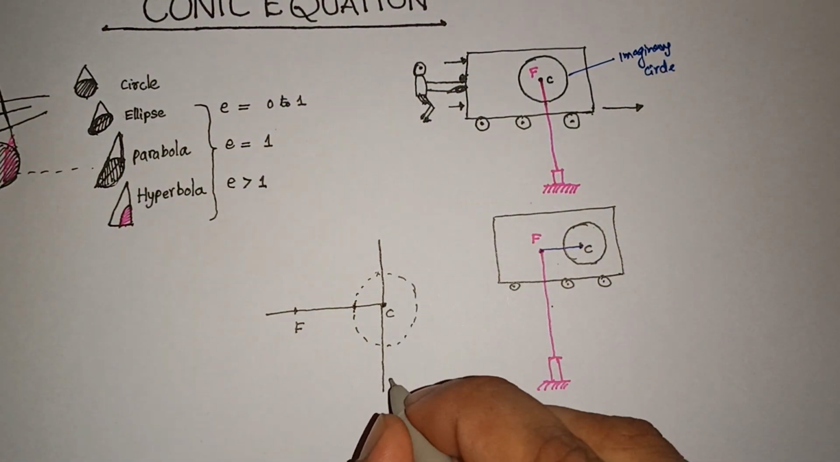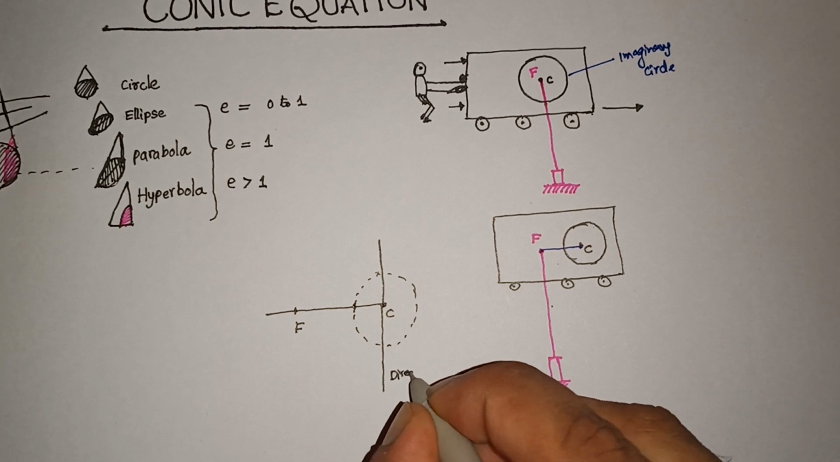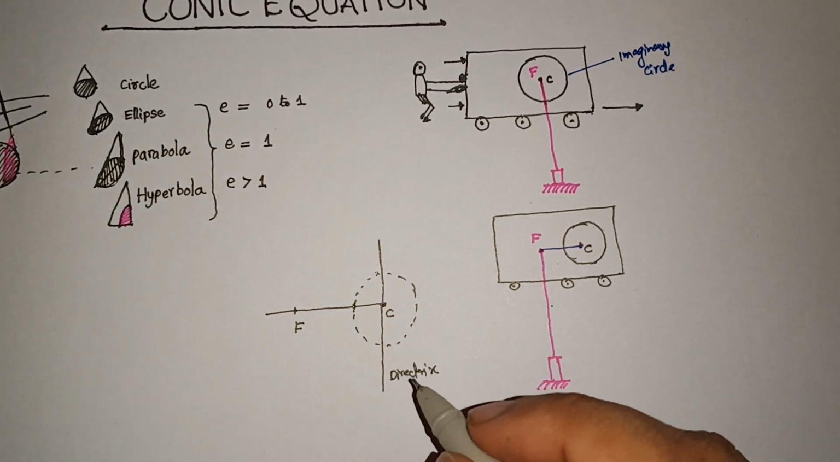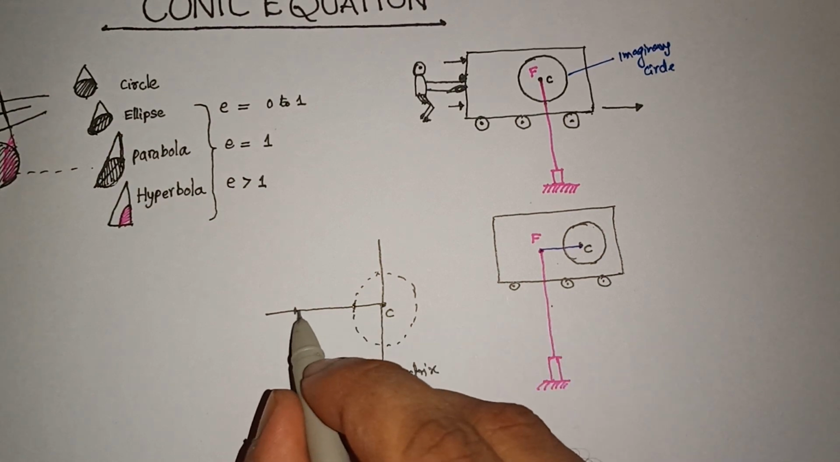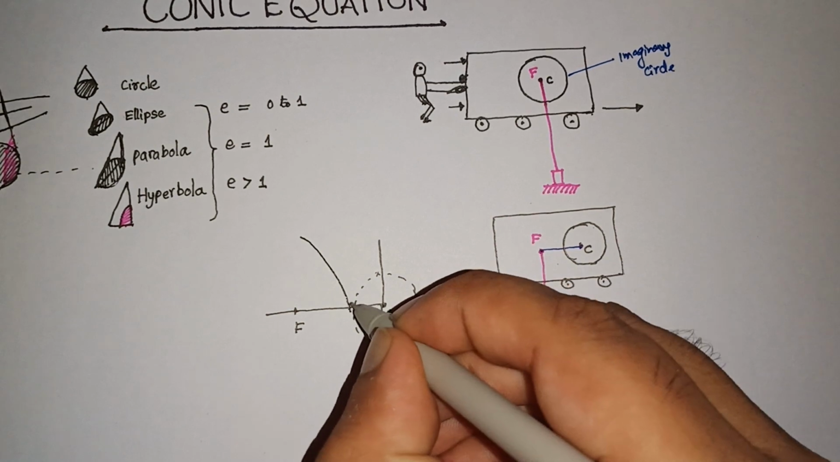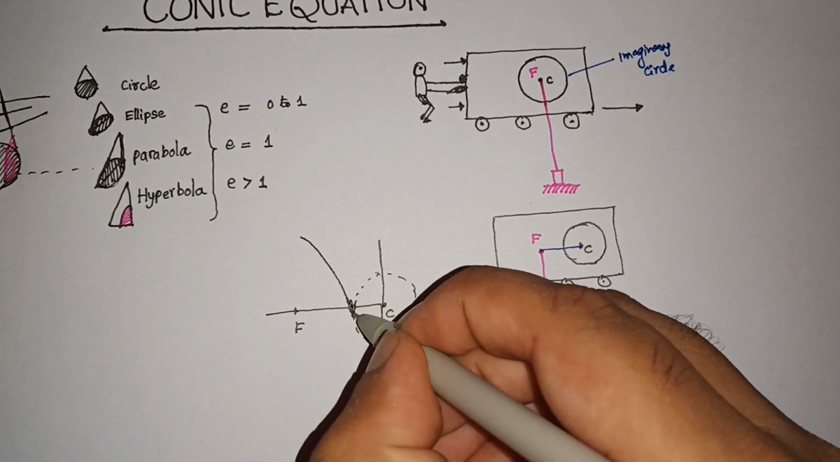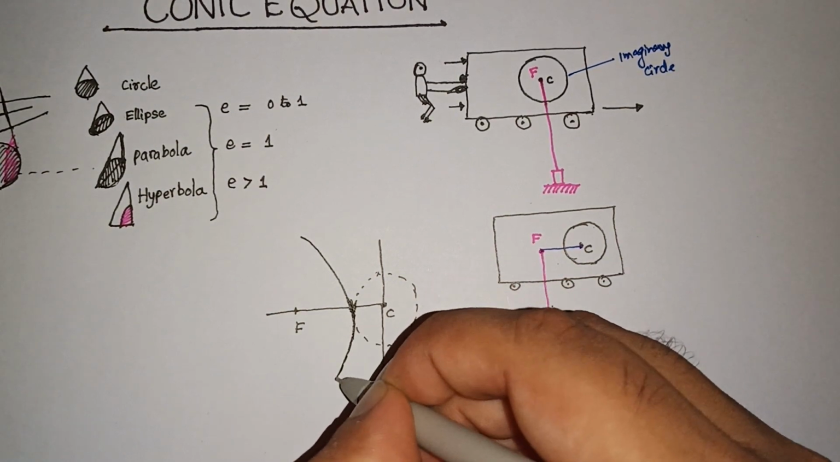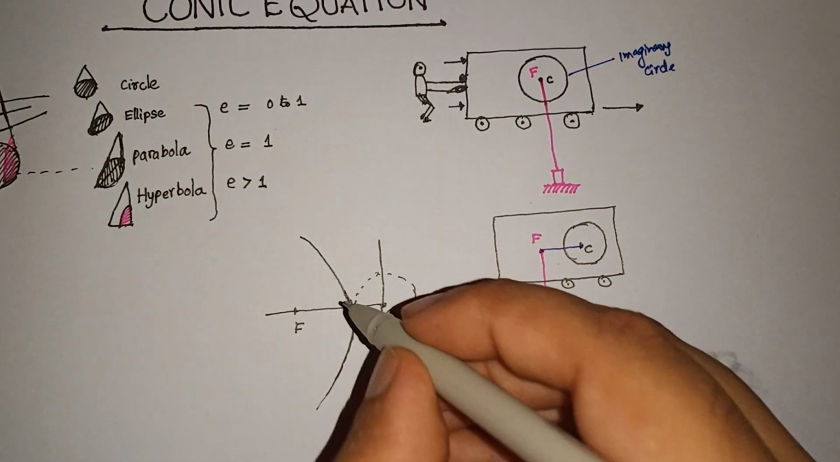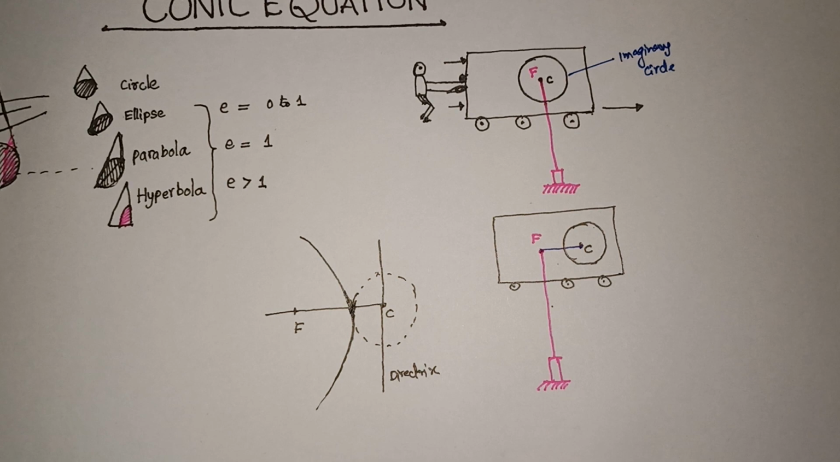Okay, so this is called the directrix line. Now this is the focus. Now with this distance, I am drawing some profile like this. I don't know what profile I'm drawing, but this is some profile which is going to touch onto this side. Okay, so this is going to touch onto the circle, this one.